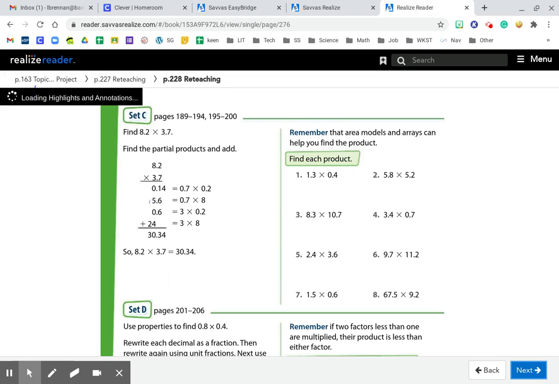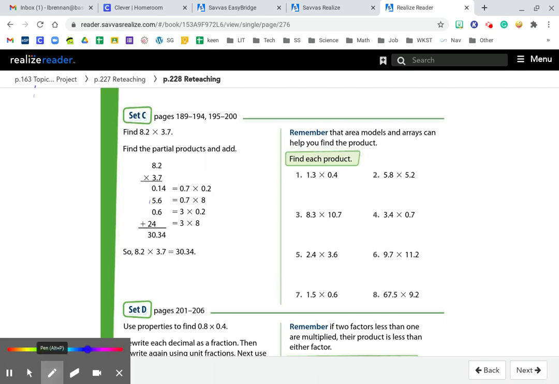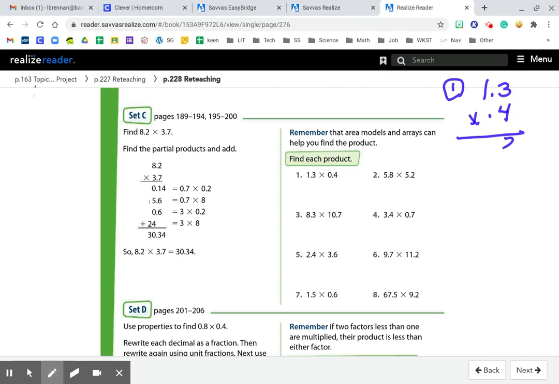Again, we're putting partial products and finding, you can use an area model. You can just do the multiplication. Set your paper up nice and neat. 1.3 times 0.4. 12, carry the 1. 4 times 1 is 4, plus 1 is 5. 2 digits of decimal place value in the problem, 2 in the answer.